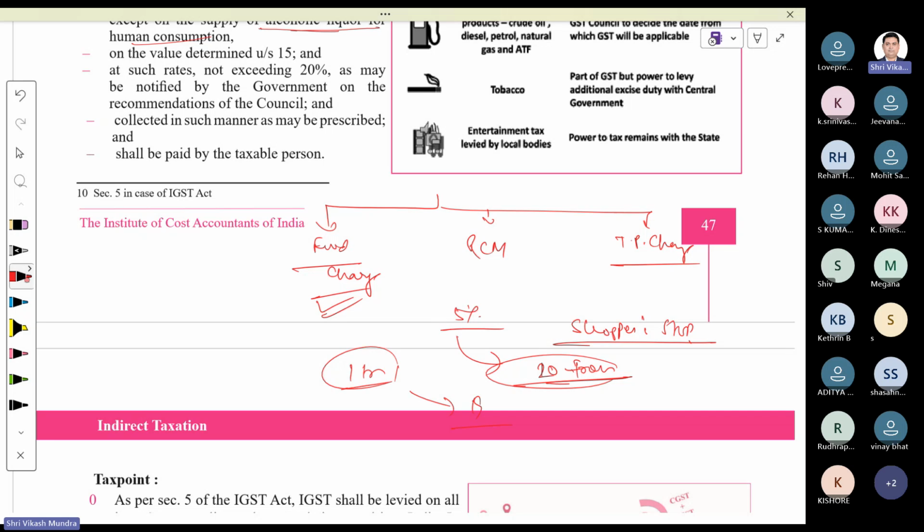Whenever we say it is ad valorem, that means we are supposed to calculate that percentage on some value. It is not on quantity. It is on value. So we are supposed to determine the value of the supply. On the value of the supply, we will apply this rate. That amount of tax is supposed to be paid to the government. Is it clear?